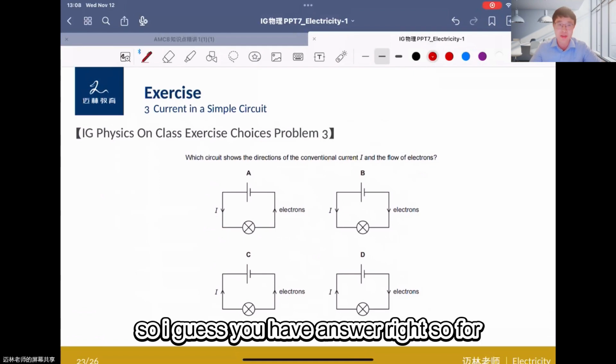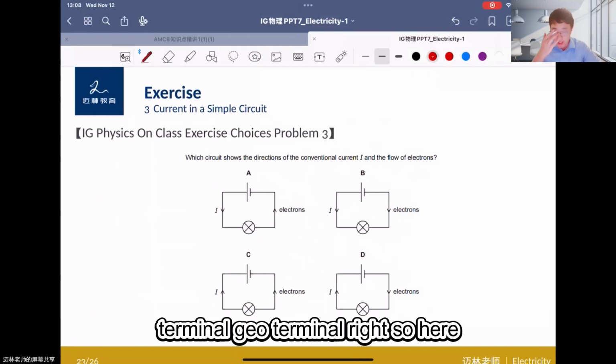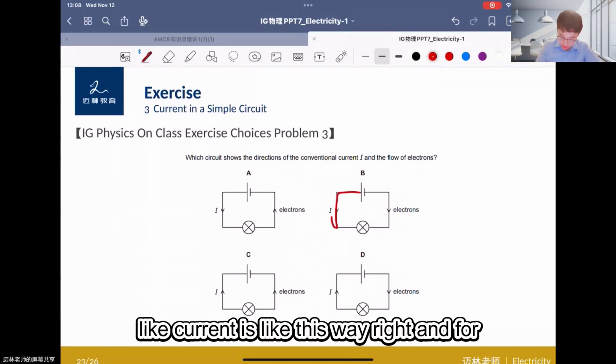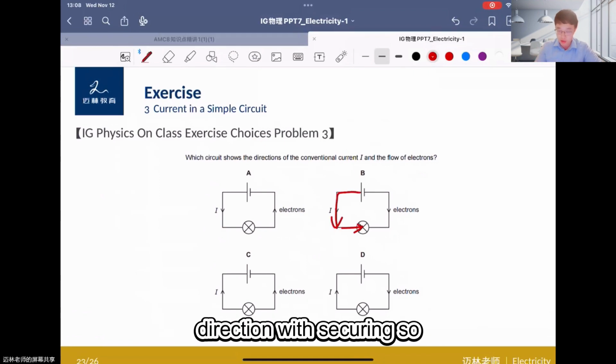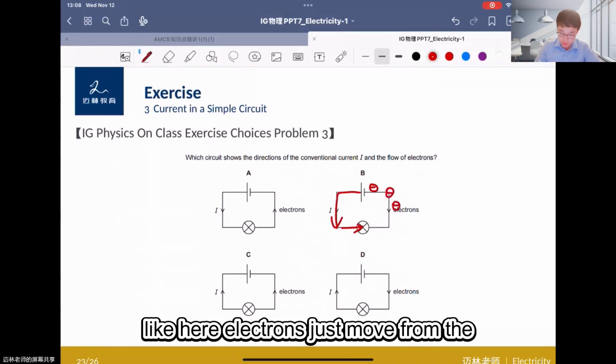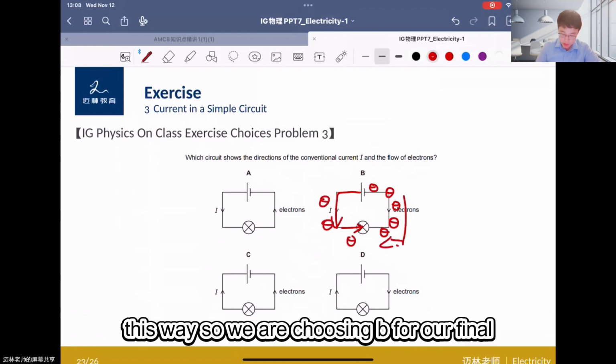Okay, so I guess you have your answer, right? For current, we said it goes from the positive terminal to the negative terminal, right? So here, the current is like this way. And for electrons, we said it's the opposite direction to the current. So electrons move from the negative terminal to the positive terminal, like this way. So we can say we choose B as our final answer, right?